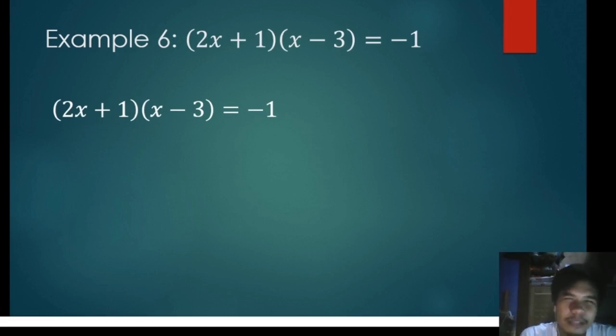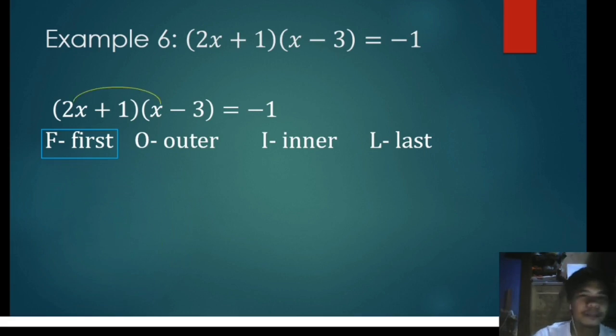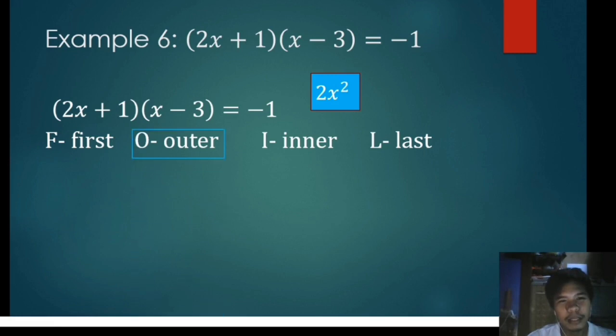In example number 6, we are given the quantity 2x plus 1 multiplied to the quantity x minus 3 equal to negative 1. In the same manner, we're just going to use the FOIL method by multiplying their first, outer, inner, and last terms. So proceed. Start with the first terms, multiplying 2x to x. So 2x times x, we get 2x squared. After that, we multiply their outer terms, that is 2x times negative 3. So multiplying 2x to negative 3, we get negative 6x.